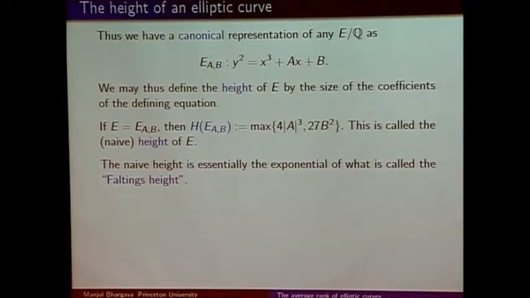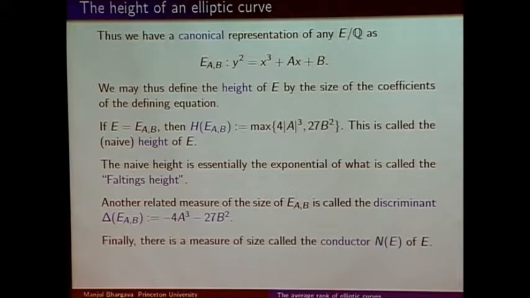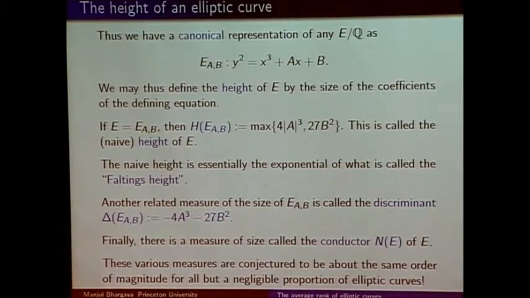The naive height is also related to other kinds of sizes that you might consider for elliptic curves. For example, it's essentially the exponential of what's called the Faltings height. Another related measure of the size is the discriminant, as I just mentioned. The height is just the maximum of the terms occurring in the discriminant. Then there's another measure called the conductor, and the set of primes dividing the conductor is contained in the set of primes dividing the discriminant. So these are all related quantities. One conjecture, related to ABC kinds of conjectures, is that these various measures on the set of elliptic curves are about the same order of magnitude for all but a negligible proportion of elliptic curves. So if you're asking these average rank questions, nobody would expect the averages to differ for these various different sizes.